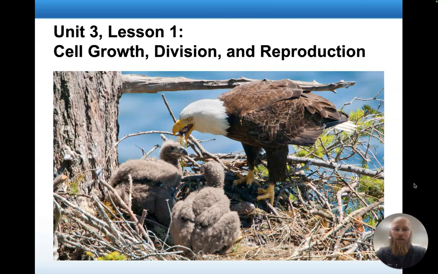Hello everyone, this is Mr. Jackson, and today we're going to be kicking off Unit 3 over genetics and heredity with Lesson 1, where we're going to specifically be looking at cell growth, cell division, and reproduction.